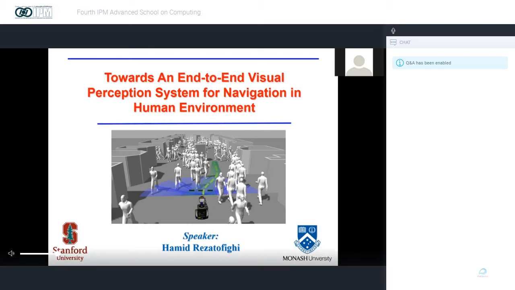I would like to focus on the title: Toward an End-to-End Visual Perception System for Navigation in Human Environment. As you can see, it's mainly about how we can develop an end-to-end visual perception system when there is a dynamic environment, like if there is a human, and how we can have a perception system where the robot sensor can understand human behavior.